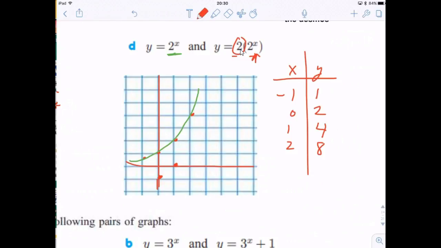So we got -1, I'll do these in blue, -1, 1, it would be here actually. 0, 2, it would be here. 1, 4, it would be here. 2, 8, it would be about here. So you may not see exactly what's going on here, but if you mark the points like that, you can see that every time I have the original green point, the original green point is doubled so that the blue one is kind of stretched vertically, right?